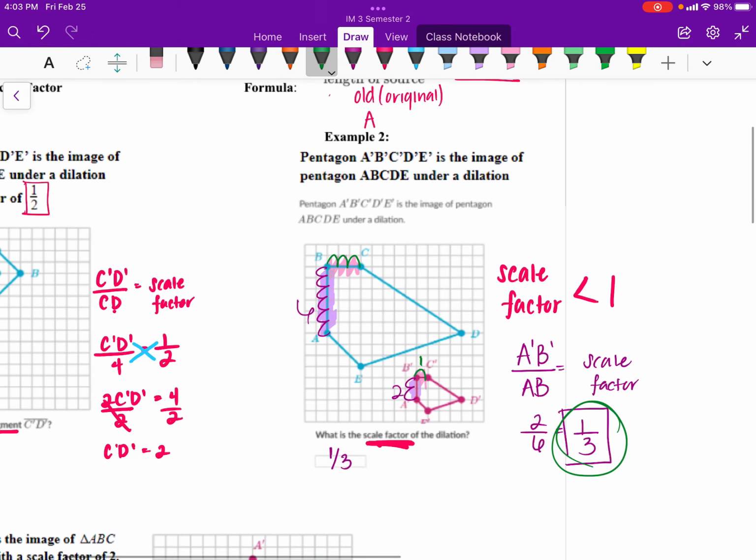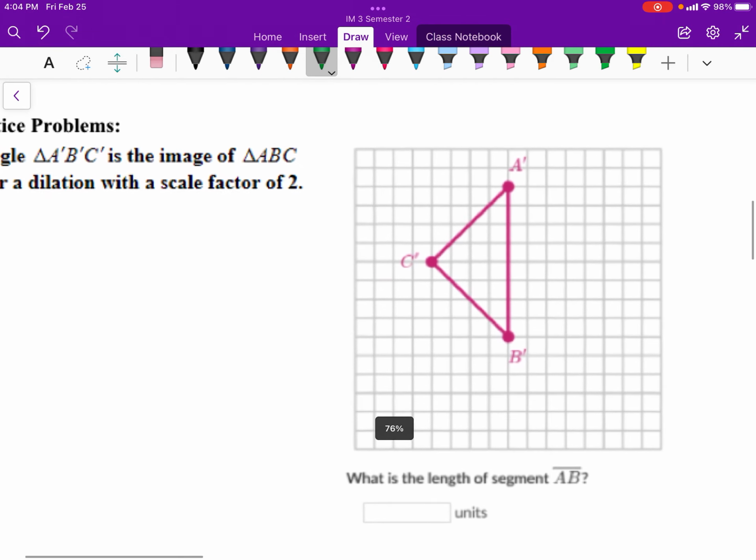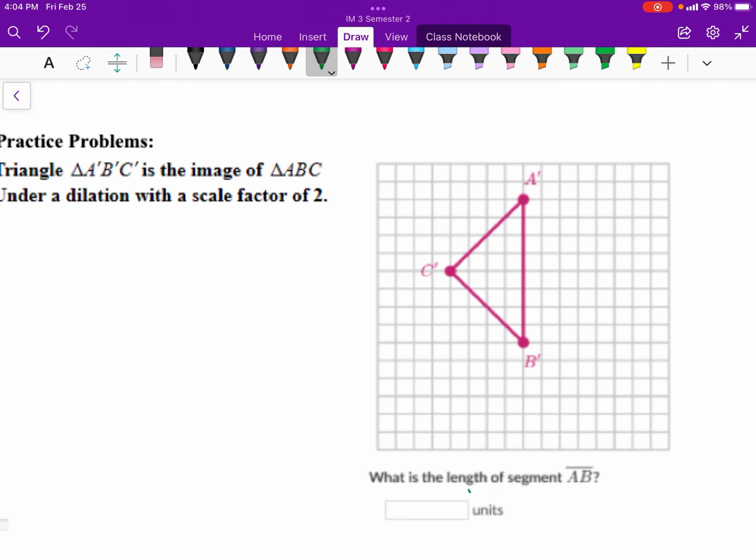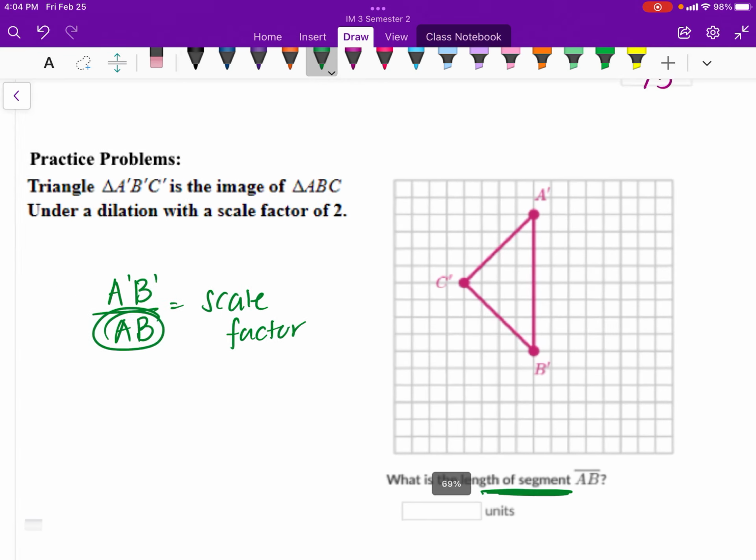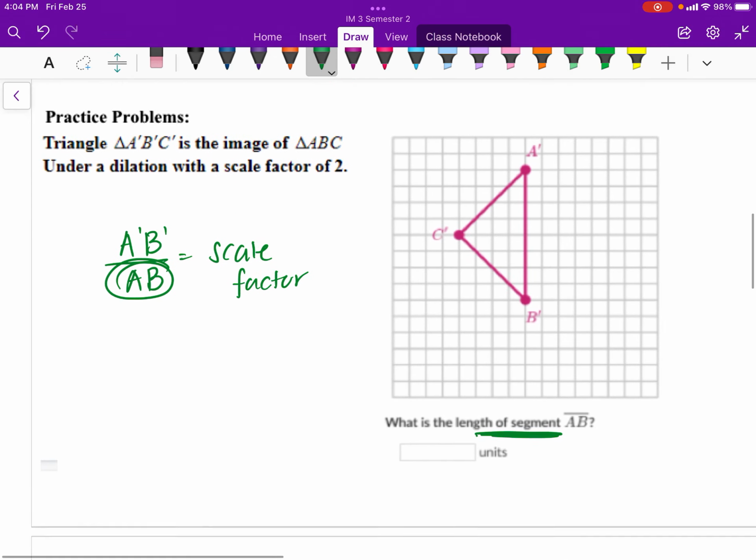All right, let's move on to this next one, and this is your practice problem. You want to find the segment AB. Let me set up the equation for you. We have A prime B prime over AB equal to our scale factor. Two of these values we already know, so we want to find the missing one, which in this case is AB. Go ahead and complete that one on your own.